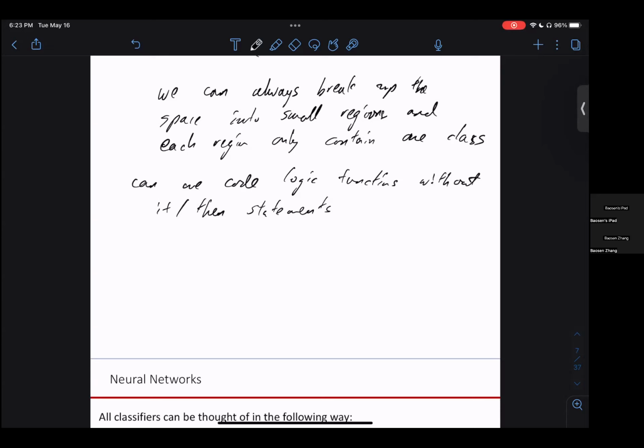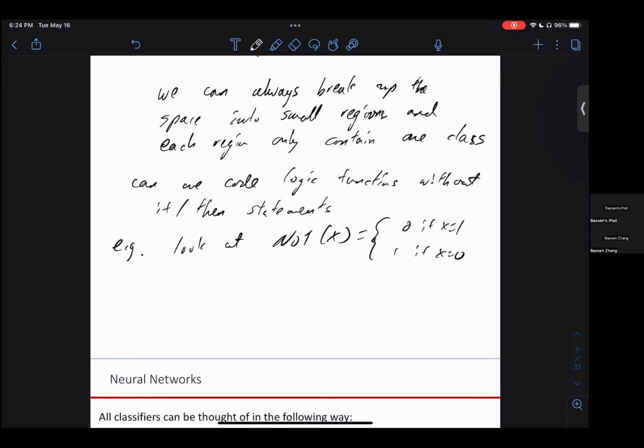So let's look at a simple example. Let's say I have a very simple function, the not gate. This is even simpler than XOR. This is not X. So what is this? This is 0 if X equals 1, and 1 if X equals 0.